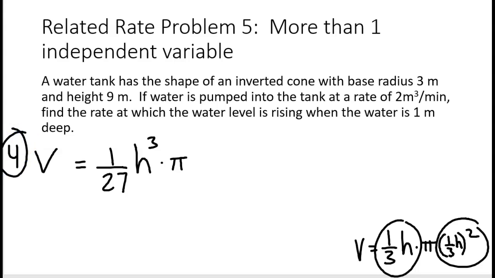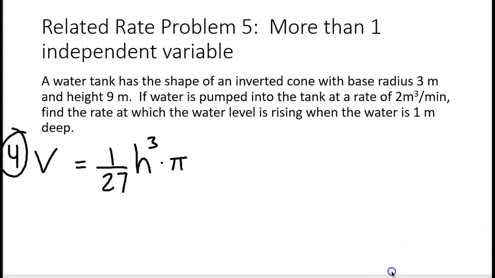I found a formula that connects the two variables I care about, and anytime you have an extra variable that you don't care about, you need to replace it with something that is useful to you. All right, now we're ready to do step 5. So I'll let you pause the video here and move on to step 5, and when you unpause the video, you'll see the solution.